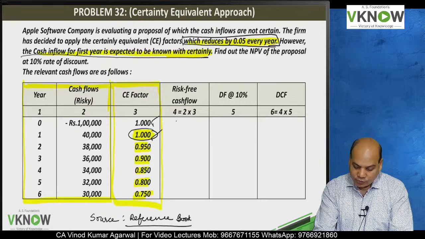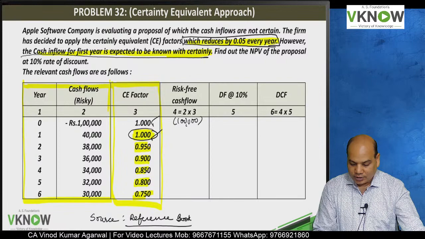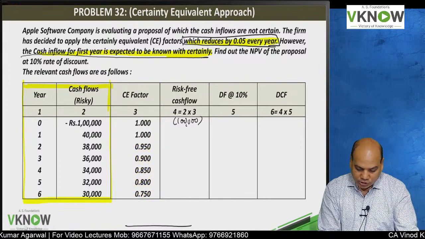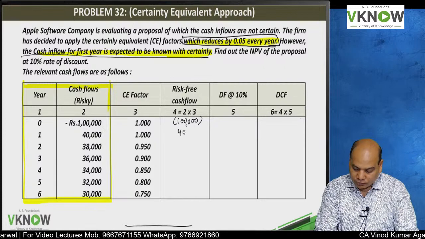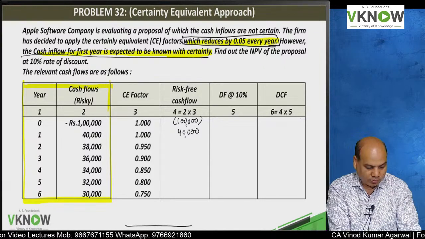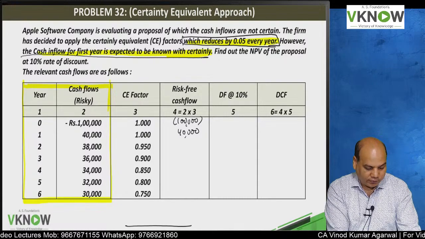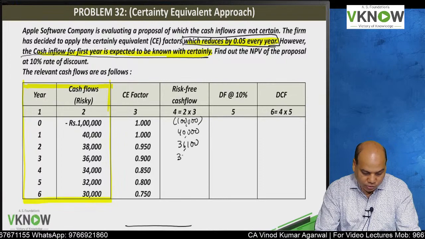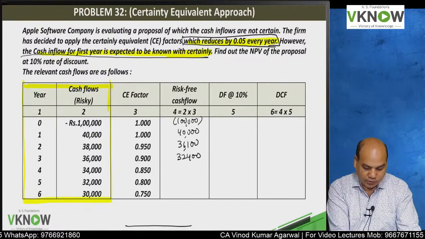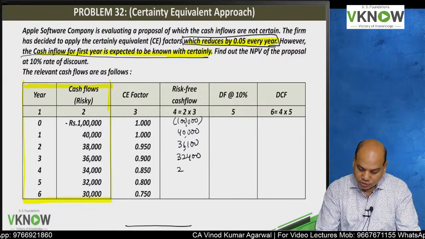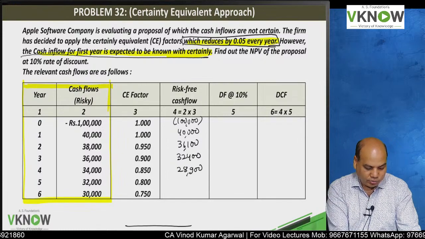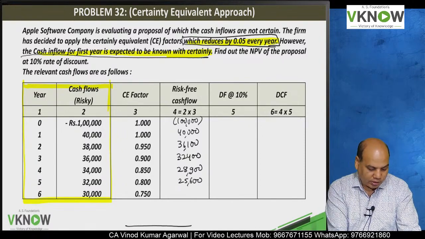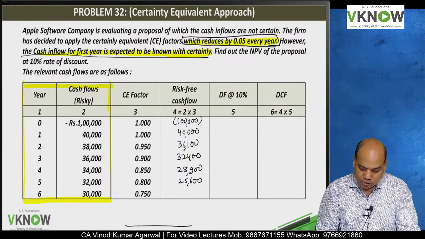Now please all of you participate in the discussion and compute the risk-free cash flow. Okay, 40,000 into 1, 38,000 into 0.95, 36,100, then 36,000 into 0.9 is 32,400, 34,000 into 0.85 is 28,900, 32,000 into 0.8 is 25,600 and 30,000 into 0.75 is 22,500.